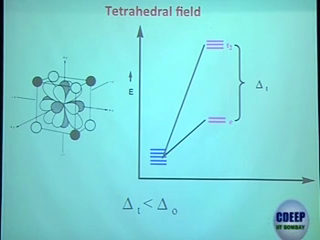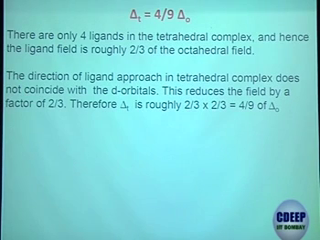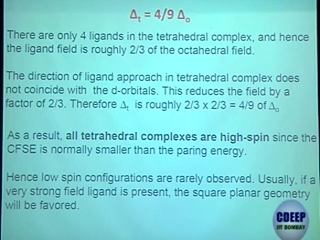Now this difference is called delta T, and this delta T is going to be 4/9 of delta O, or delta 0: 2/3 coming from the number of ligands, 6 to 4, octahedral to tetrahedral, and another 2/3 coming from the indirect approach, not the direct approach. If it was directly approaching, that is the octahedral case, but here it is an indirect approach; basically you can calculate it based on the angle. Roughly, as a rough calculation, it becomes 2/3 times 2/3, 4/9 of delta 0. So delta T is always less, therefore you almost never see a low spin case for tetrahedral.